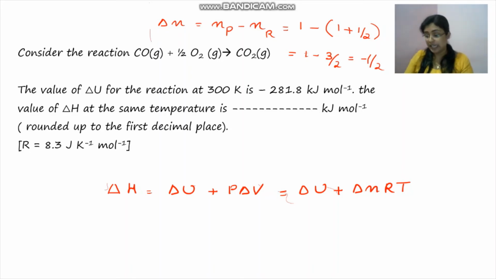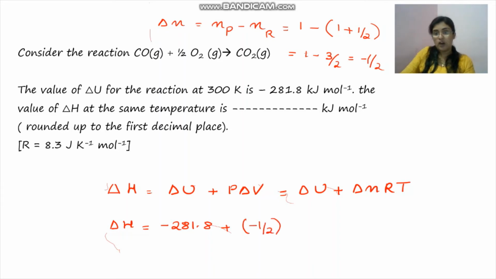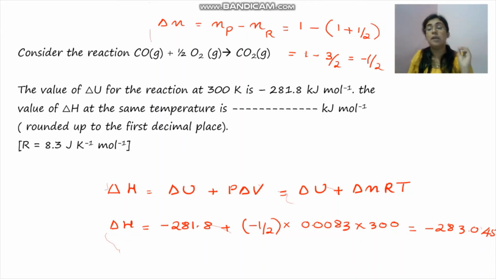So using all that in the calculation, I can substitute: my delta H would be equal to minus 281.8 plus delta n, which is minus 1 by 2, times R, which is 0.0083, times 300. When I do all this, my value comes out to be minus 283.045. This is the value I get.